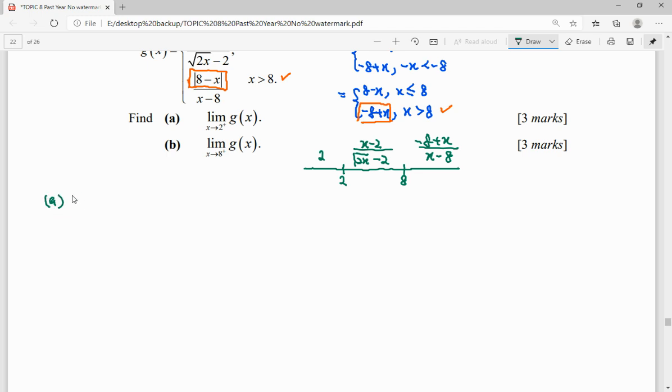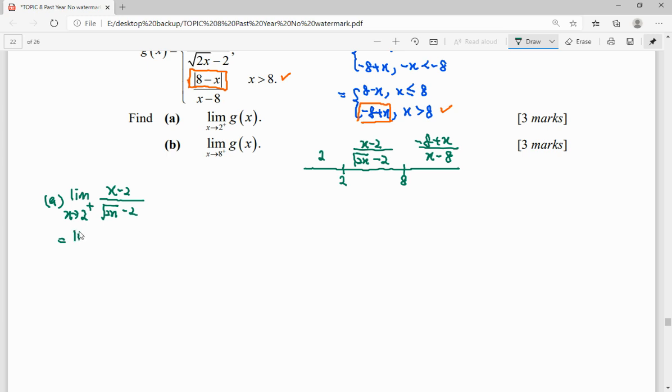For question A, we want to find the limit when x approaches 2 from the right hand side. Positive here means the right hand side, so the function selected here must be correct. This is our domain: at x equals 2, the left hand side is 2 and the right hand side is this function. So select our function correctly. Then we start to substitute our x value of 2 into the function. We notice the numerator is 0 and at the same time the denominator is also 0, so we get the indeterminate form.